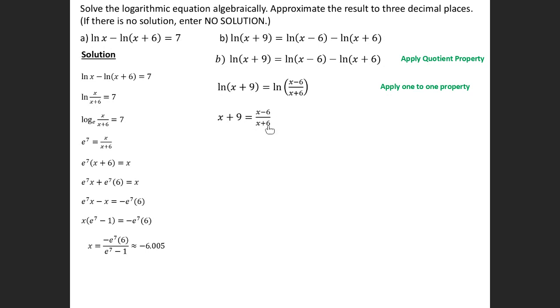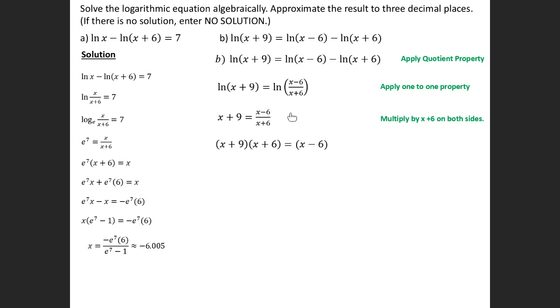And let me see, Daniel asks what happens if something like this? If you have something like this, you would divide by 6 first. Let me finish this example and then I'll actually work that one out for you. So let's multiply x plus 6 on both sides.